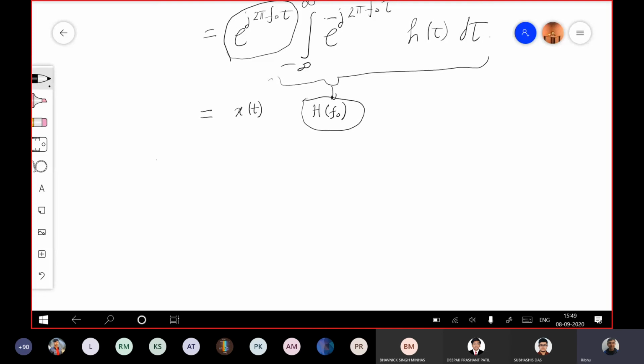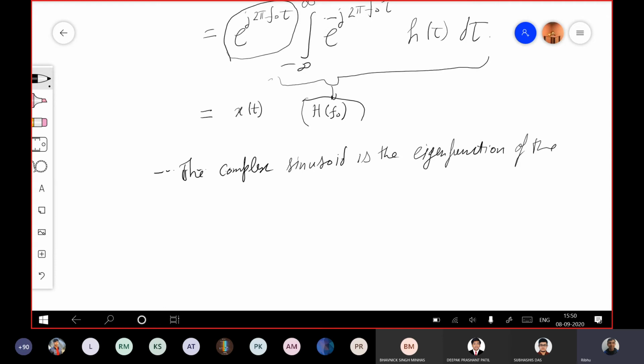And we say that because of this property, complex sinusoids are the eigenfunctions of the convolution operator. The complex sinusoid is the eigenfunction of the convolution operator.